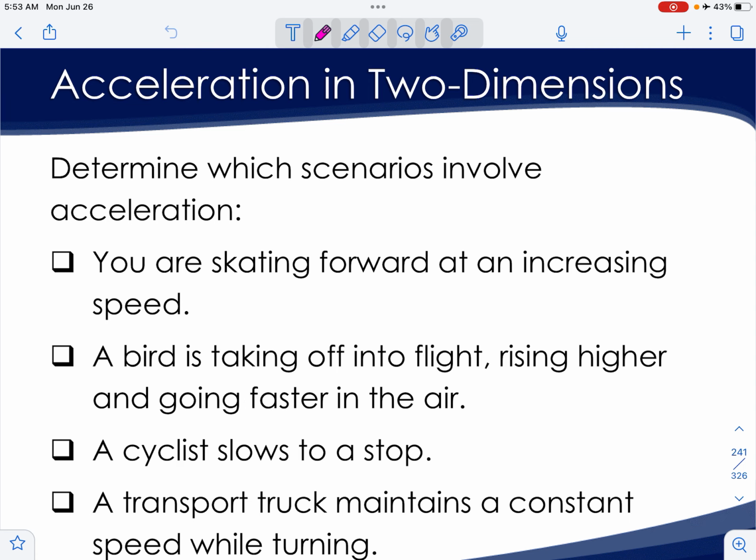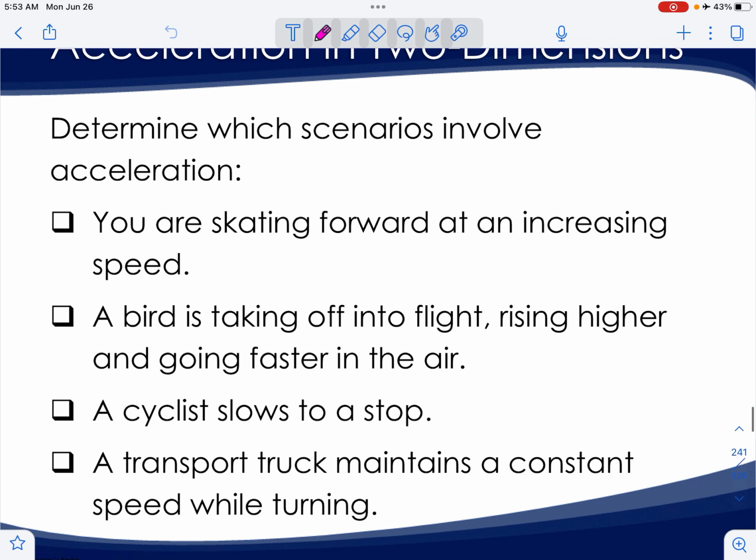Let's go through these. You are skating forward at an increasing speed. So here, note that your speed is increasing, okay? That means the speed is changing. Anytime your speed is changing, then it's an acceleration problem. Okay, so this is correct. This is an acceleration problem.